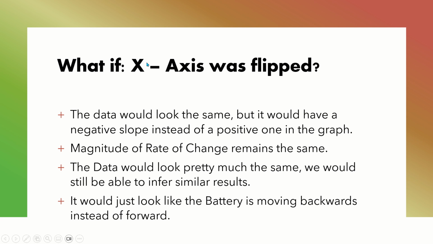And now we get to the question if the x-axis was flipped. So we would have the same graph, only thing it would be inverted. We'd have a negative slope instead of a positive one. Our magnitude for the rate of change would be same. And it would just look like our battery is moving backwards instead of forwards.